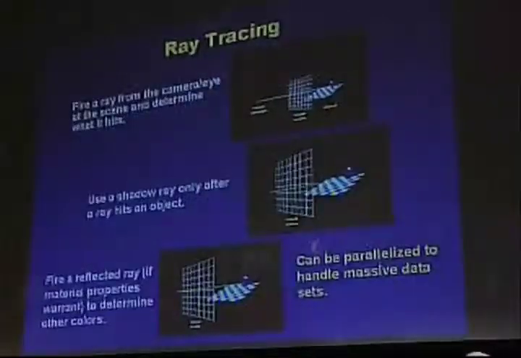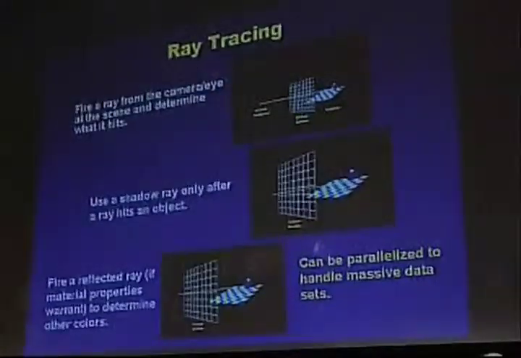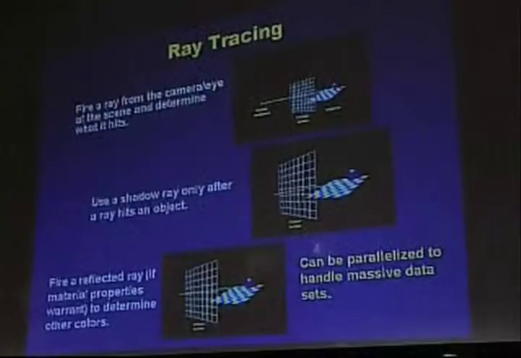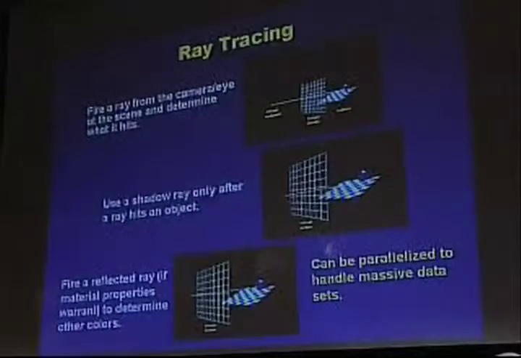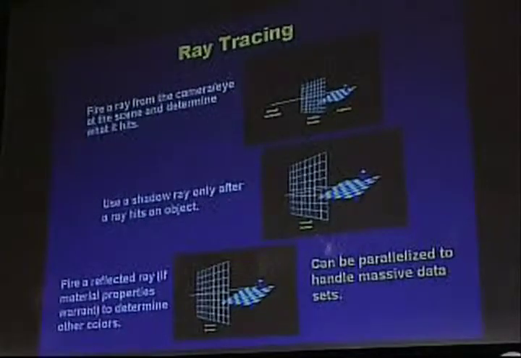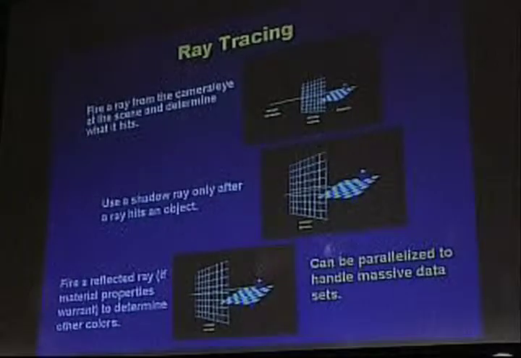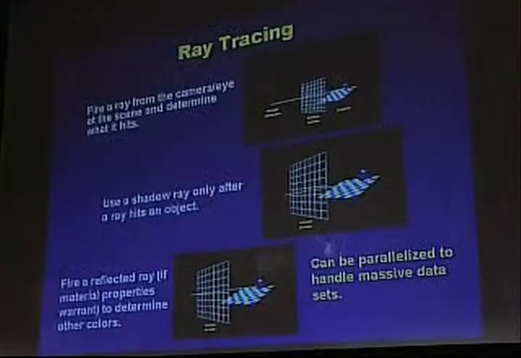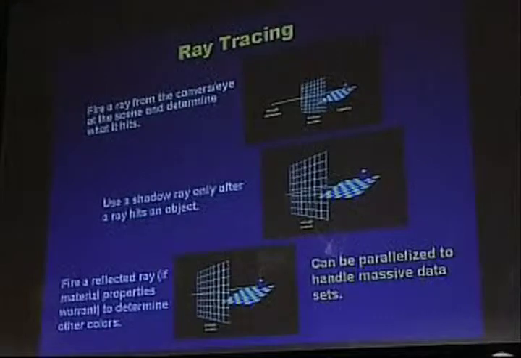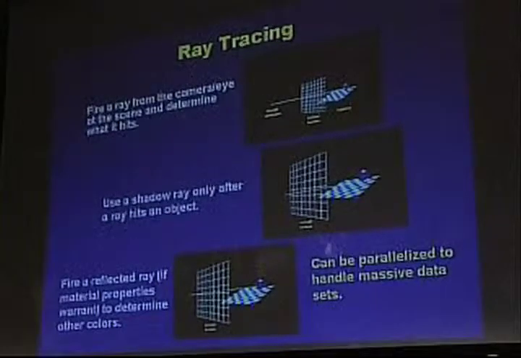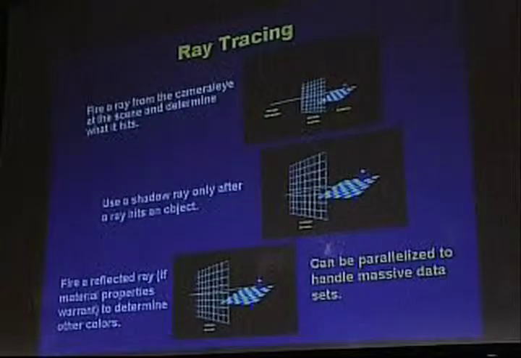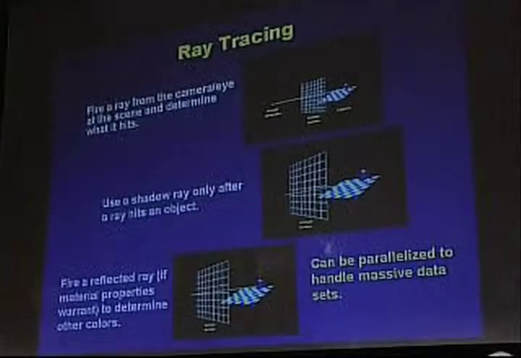Ray tracing, on the other hand, inverts the problem. It says, take a light source that's right by your eye and fire it at the scene and let it bounce around. That's as simple a form of description as I can give you. It inverts the problem and says, let the light project from your eye and see what happens. That turns out to be parallelizable, and you can scale it to handle massive data sets by adding more CPUs to the mix.